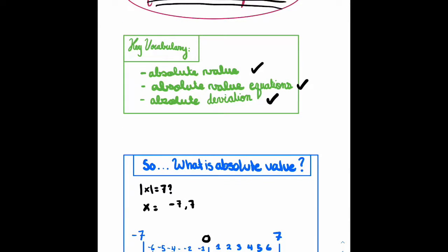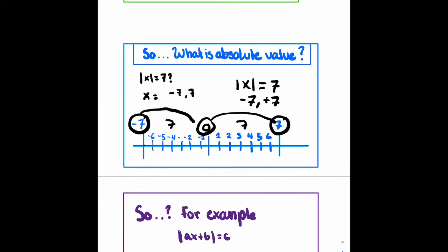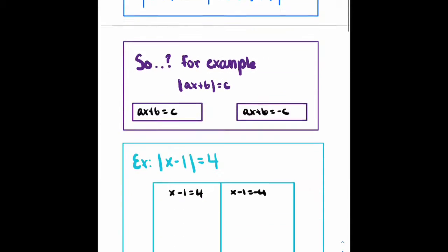Absolute value is the distance between any number and 0 on the number line. So the absolute value of 7 is 7, and the absolute value of -7 is also 7, because there are 7 units in between. To solve for absolute value, we have to account for both positive and negative. We know the absolute value of x equals 7, which means x could either be -7 or +7. Here's an example. The absolute value of ax plus b equals c, which means ax plus b could equal c, or ax plus b could equal -c.